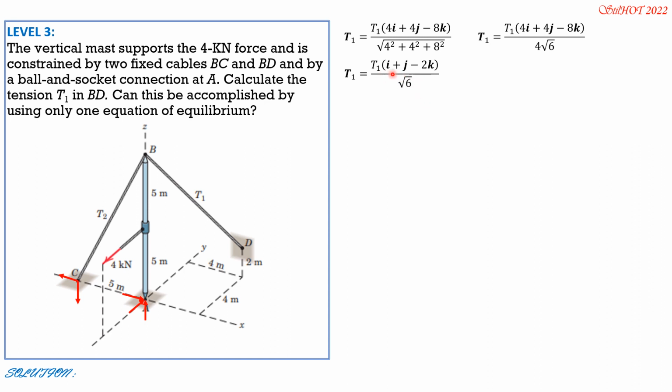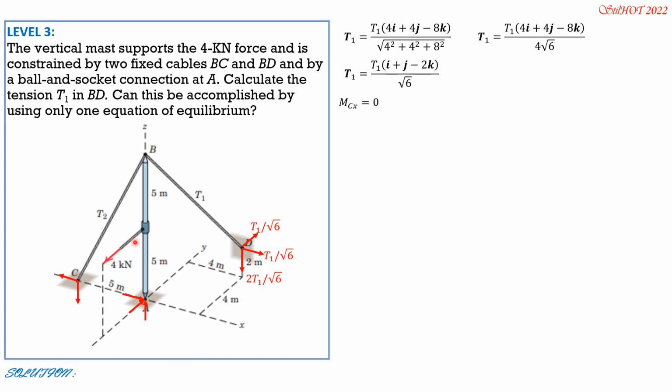So that the X component is T1 over square root of 6 in the positive X direction. Y component is T1 over square root of 6 also in the positive Y direction as shown. Then the Z component is negative, so it's going down, 2 T1 over square root of 6. So next is moment about Cx equals 0. By right thumb rule, the positive sense, if this is your right thumb, is in that direction. So the moment of the 4 kN load is positive.